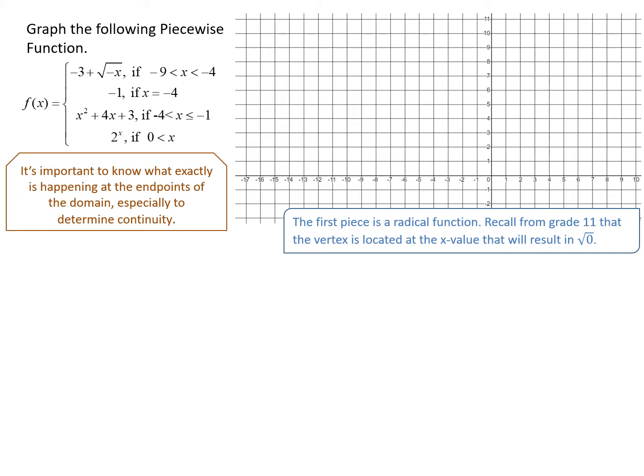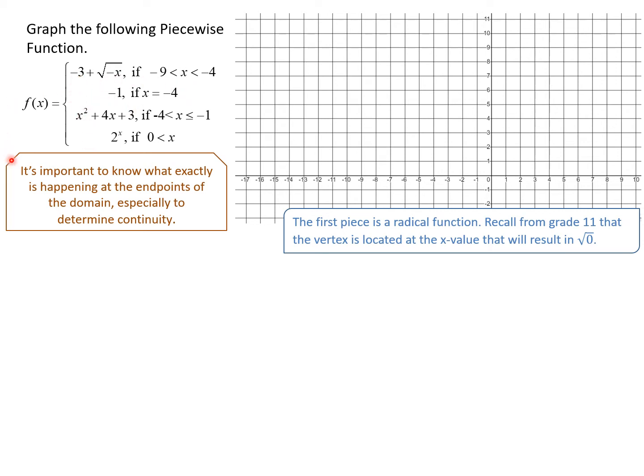Let's do another example here. This one is also going to take some time. Graph the following piecewise function. Look at those pieces there. There are a lot. There are 1, 2, 3, 4 pieces in this function. This one looks kind of straightforward, but they're all kind of complicated.